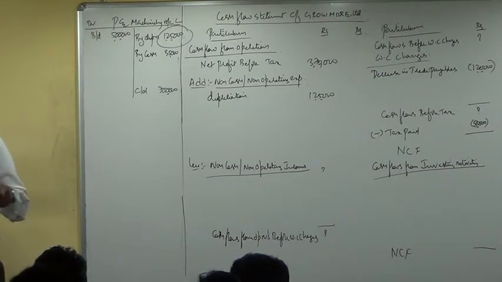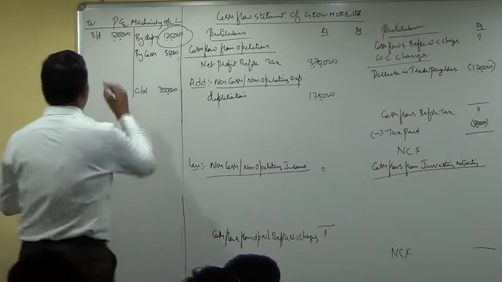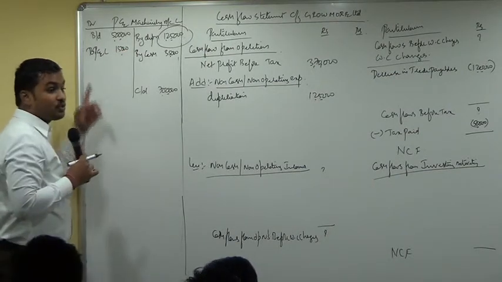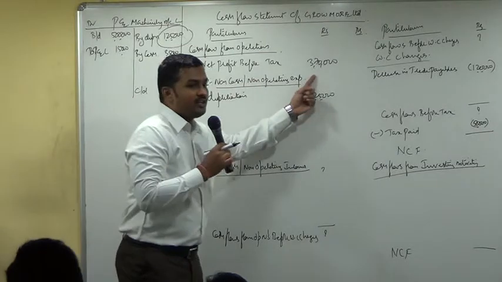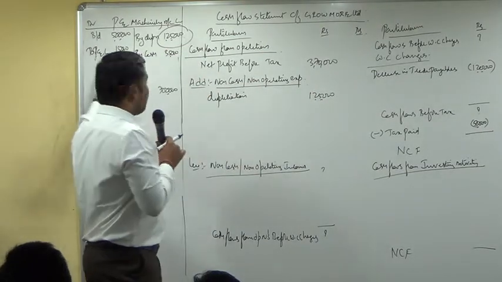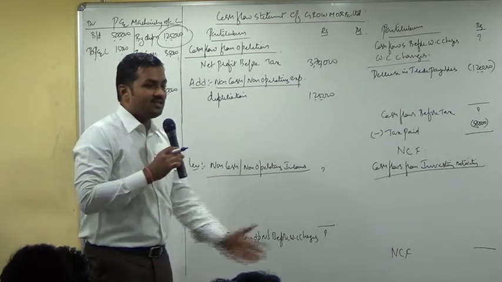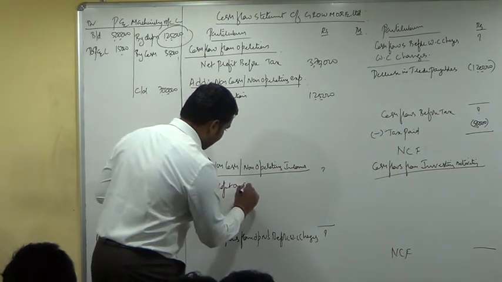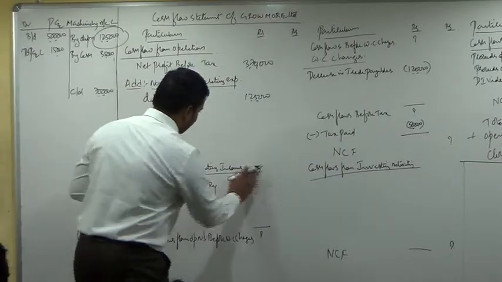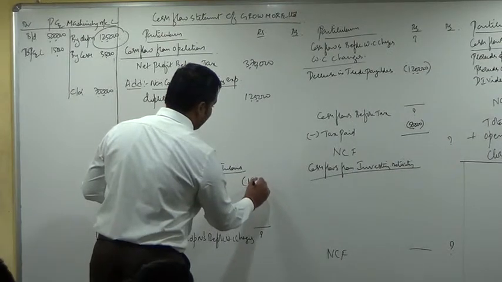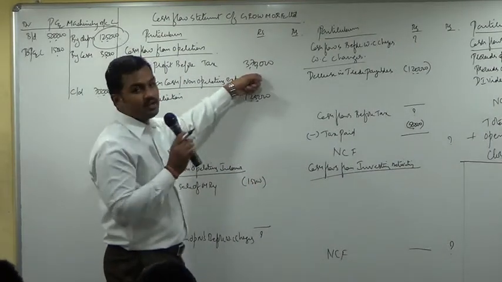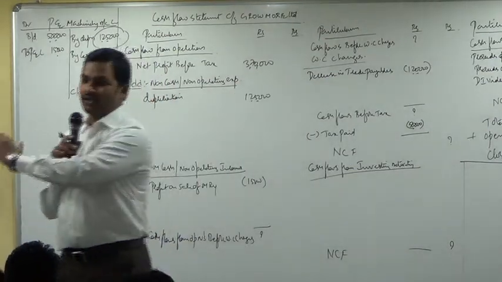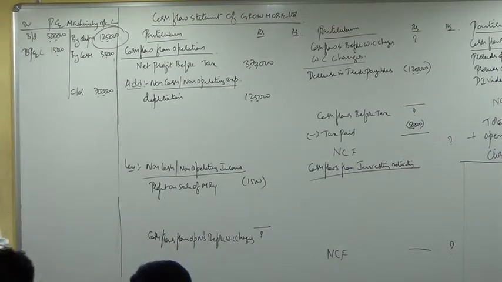Entry is what? Plant and machinery account to P&L account, 15,000. This profit would have been included in net profit before tax, but this profit is not coming from operations, hence we have to subtract. Profit on sale of machinery, minus. Why minus? It is included in net profit before tax, but this is not cash flow from operations, hence I have to exclude.